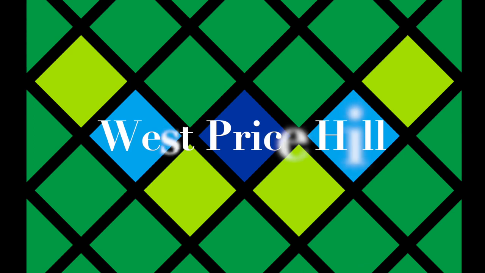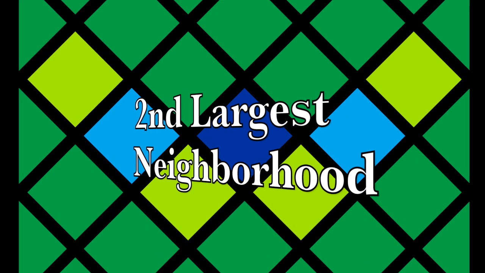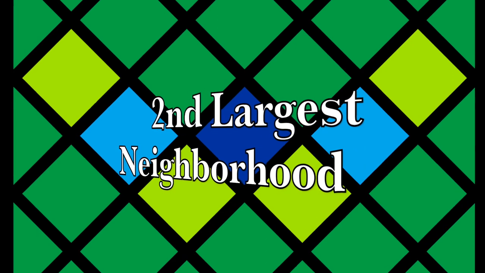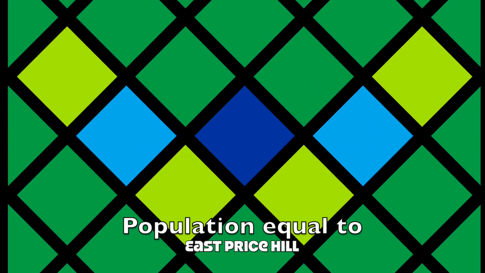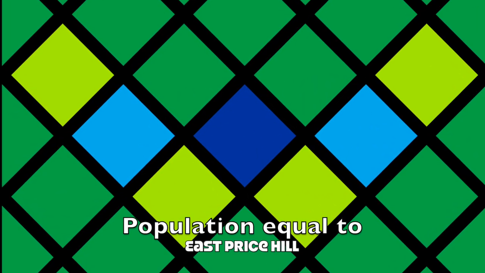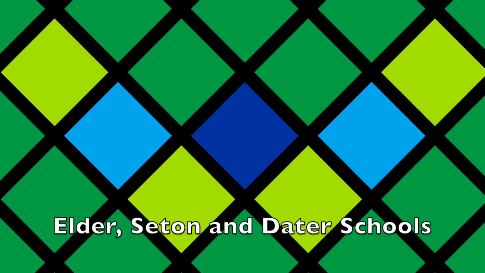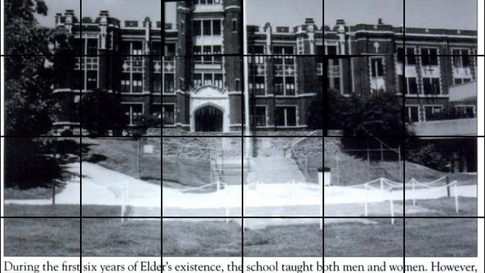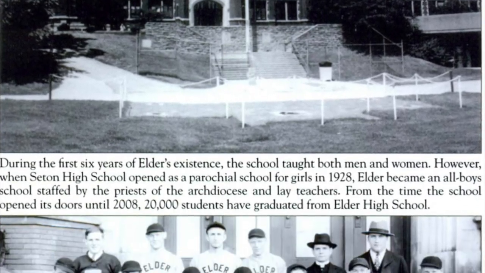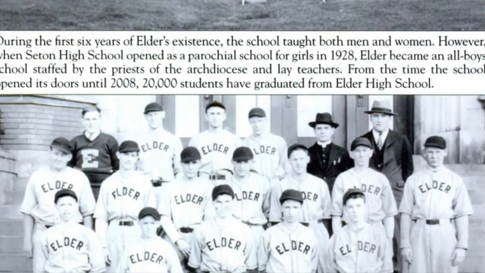West Price Hill. What's interesting about this neighborhood is that it's actually the second largest in Cincinnati, but it's also somewhat equal to East Price Hill. It contains Elder, Seton, and Dater schools. East Price Hill's history doesn't show that it was very diverse. You can see from the school photo as an example.